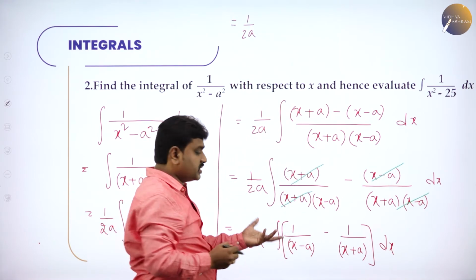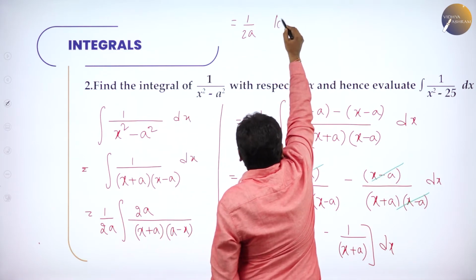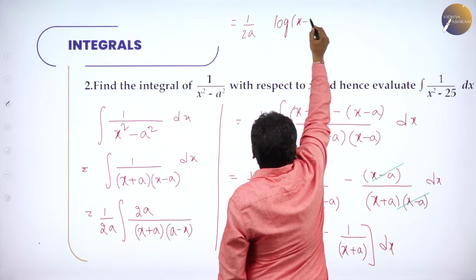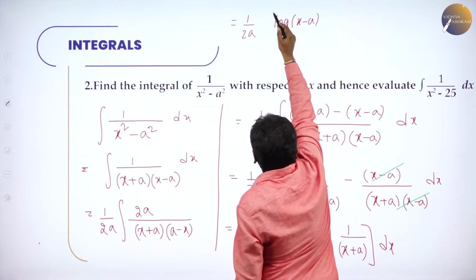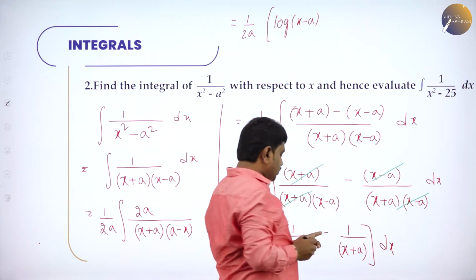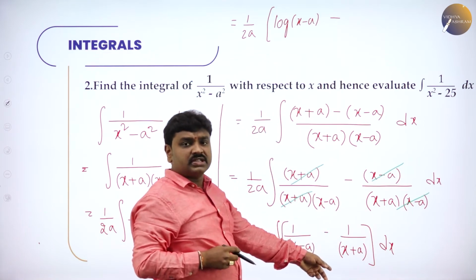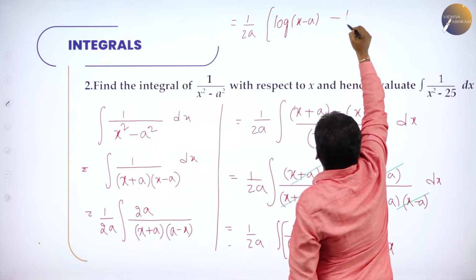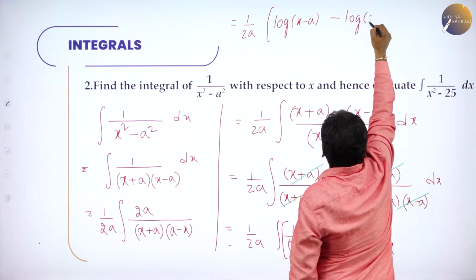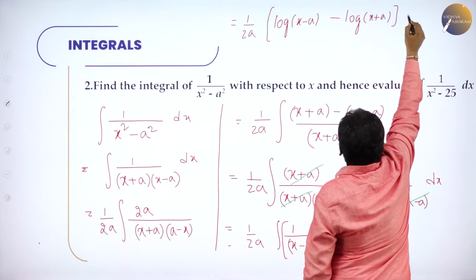Integration of 1 by x minus a is log of x minus a. Log of x minus a, quotient of x is 1, 1 by 1 is 1. And then in between I have minus, so I'll put minus. Integration of 1 by x plus a is log of x plus a. Integration is log of x plus a plus c.